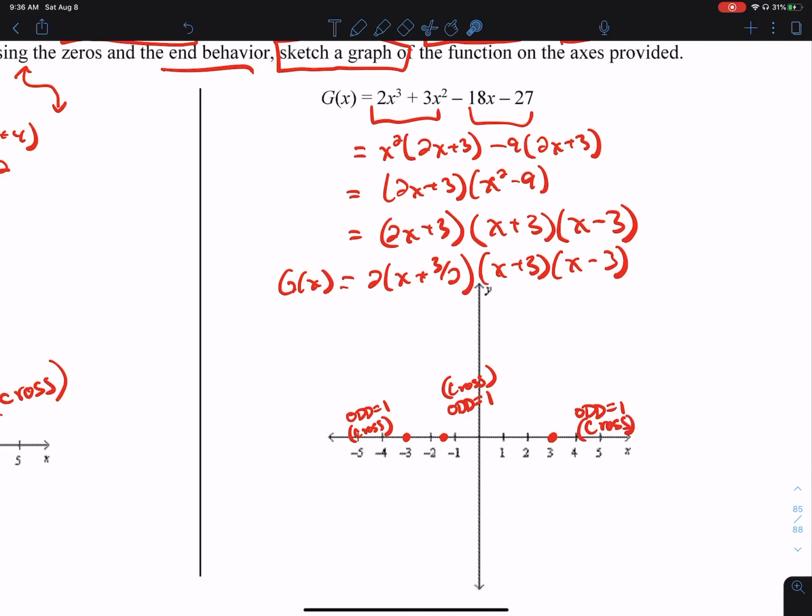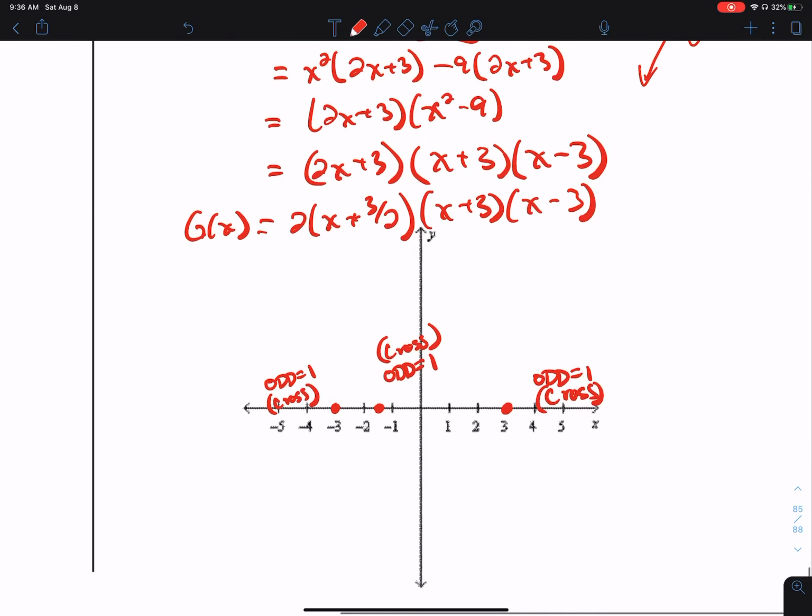As far as end behavior goes, this is a cubic function, so the end behaviors are opposite. The leading coefficient is positive, so that means that it falls to the left and rises to the right. So I need a graph that falls to the left here, rises to the right here, and in between is intersecting these x-intercepts. So your graph could look something like this. It comes up, it's got to come back down. At some point, it's got to come back up.